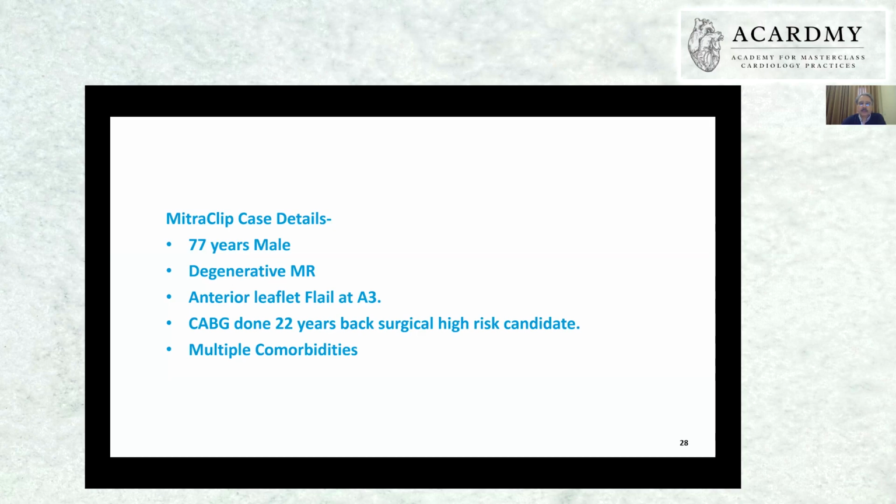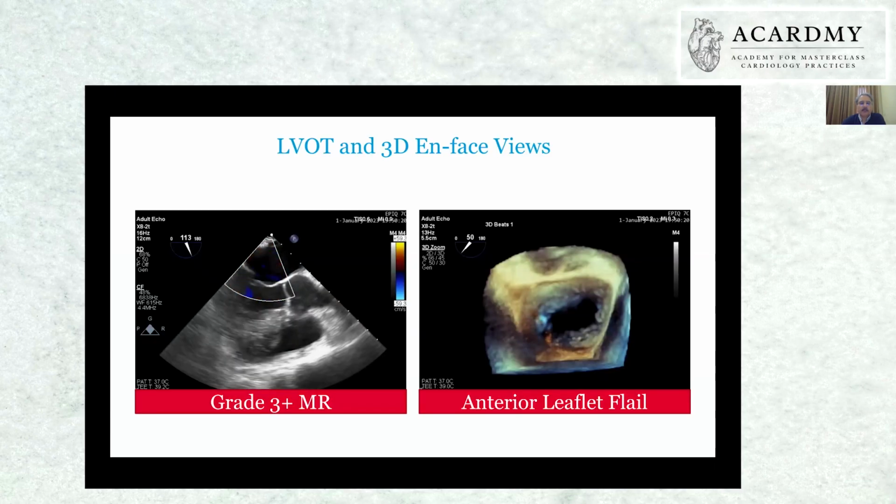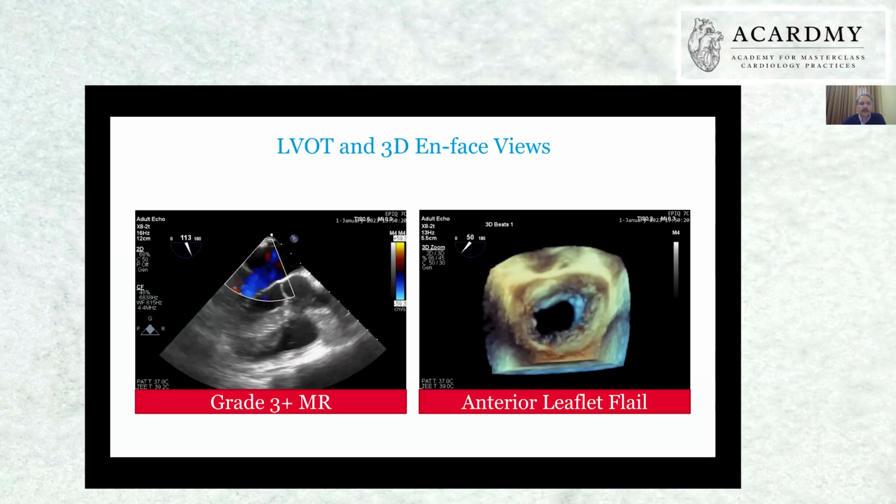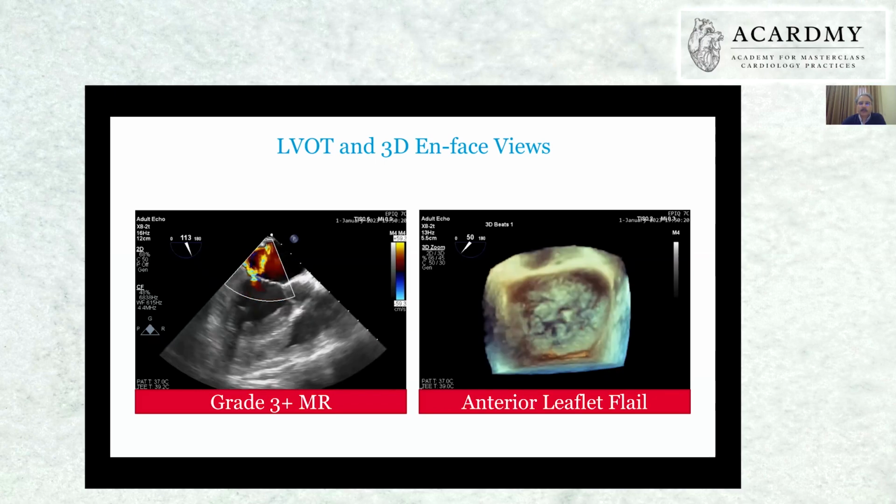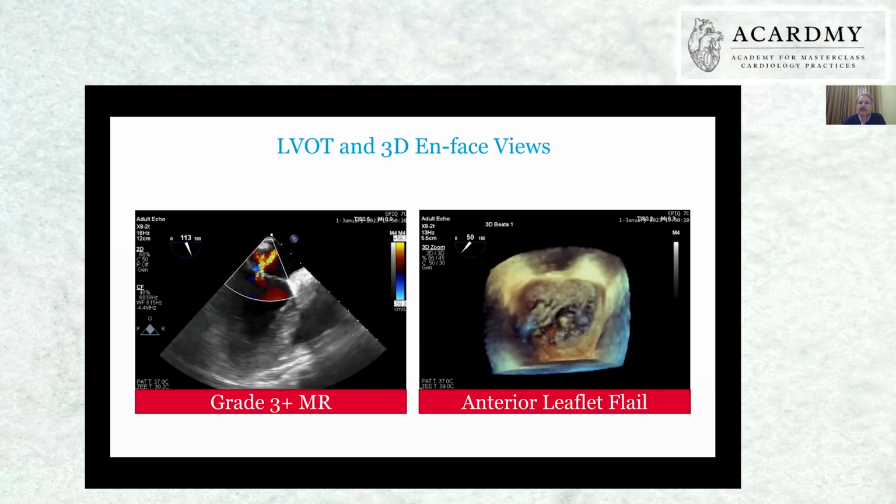The patient had undergone a CABG 22 years back, was at surgical high risk and had multiple comorbidities. Look at this. So this was the MR. Look at the flail A3, grade 3 plus MR. And this is a 3D picture. Now this also tells, look at the flail part.